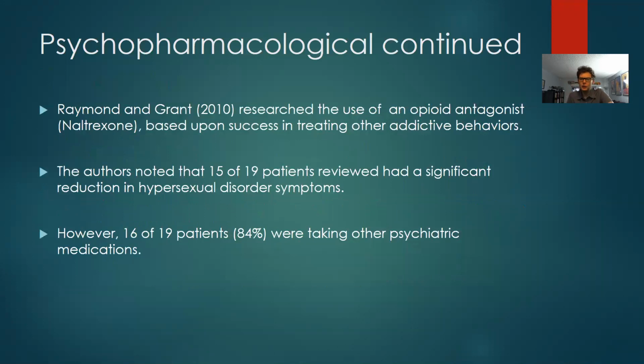Raymond and Grant used an opioid antagonist to treat addictive behaviors. Interesting study results: 15 out of 19 patients had a significant reduction in hypersexual disorder symptoms. And one thing about that study, when we look at the sample, 16 of those 19 were taking other medications. So there's no way to know for sure that naltrexone, the opioid antagonist that was utilized, is the direct agent that impacted hypersexual disorder symptoms.